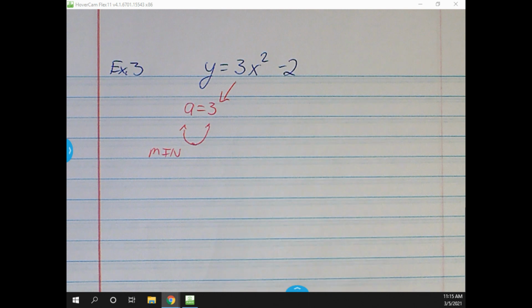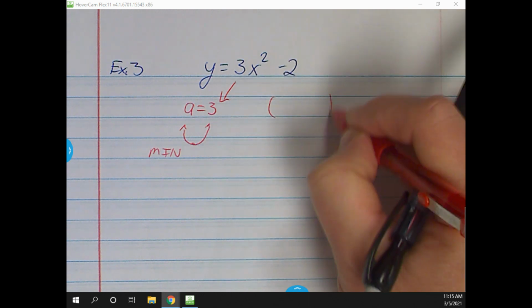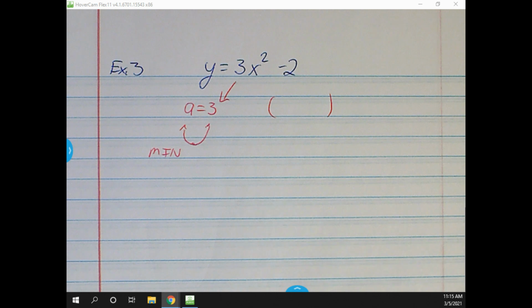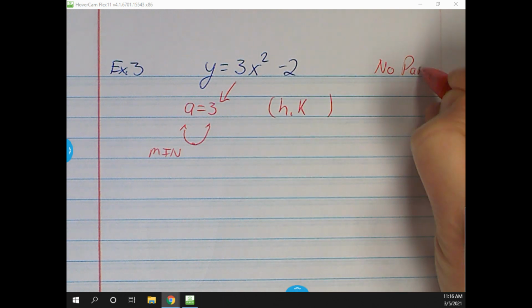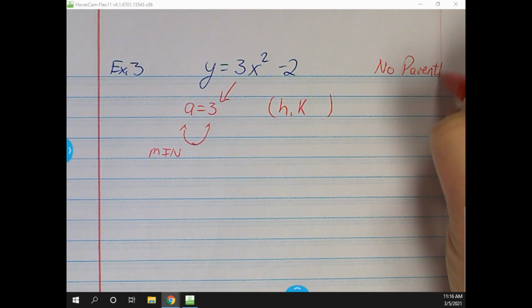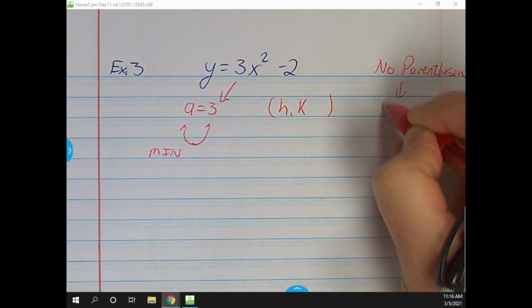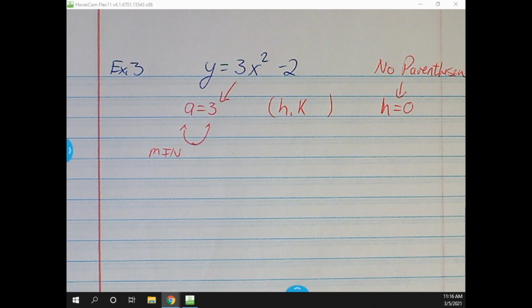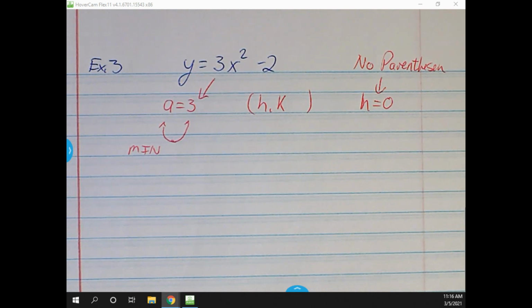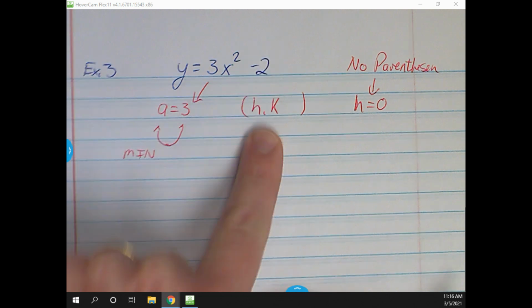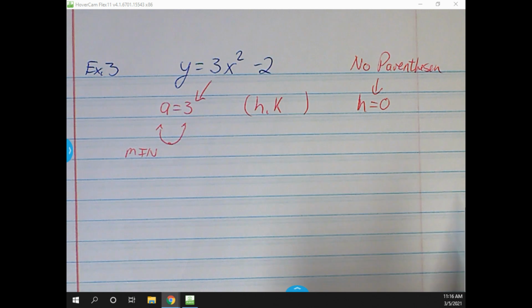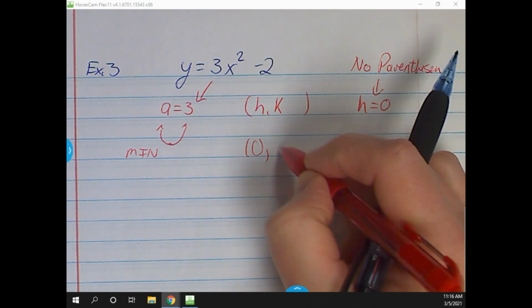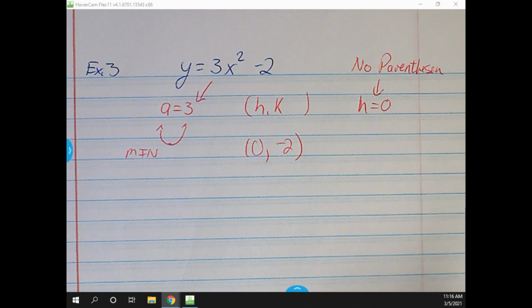That's all you need. When you get to the vertex, sometimes people get thrown off on this one because they're like, wait a minute, we don't have a parentheses. If you don't have a parentheses, when we're getting the h and the k, then the h is automatically 0. So no parentheses, then the default value for h is 0. Now, if there's anything after that x squared, the number that's there behind it would be your k value. So for this one, h is 0, and our k value is going to be -2. And that's going to be our vertex.